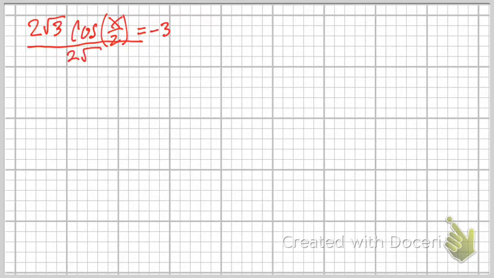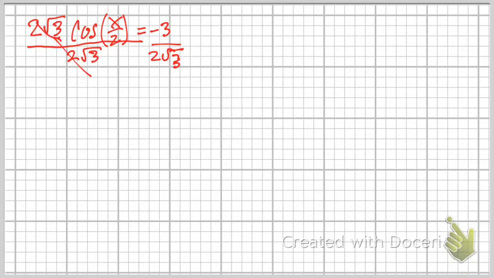So let's try this next problem. So let's try 2 square root of 3 cosine of x over 2 equals -3. Now this one looks terrible, but what I do first is I'm going to divide by 2 square root of 3, both sides. Because again, we're always trying to get that trig function isolated by itself and a number equaling on the other side. So those cancel here.